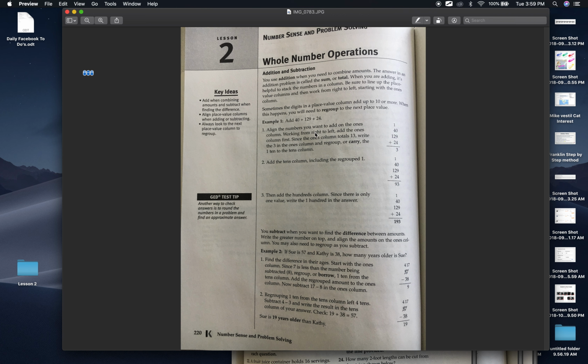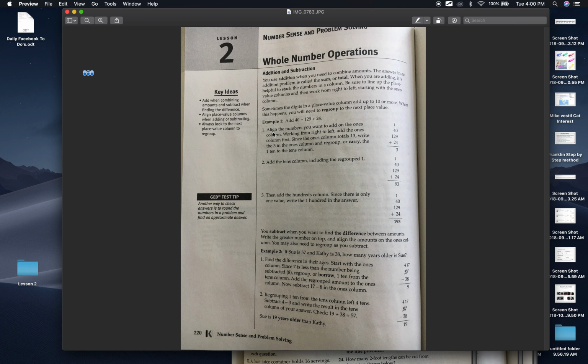So just like this. This number is not in a column. Here you see they've put them in a column. Be sure to line up the place value columns and then work from right to left, starting with the ones column. Sometimes the digits in a place value column add up to 10 or more. When this happens, you will need to regroup to the next place value. For example, we'll go through that when we do the problem.